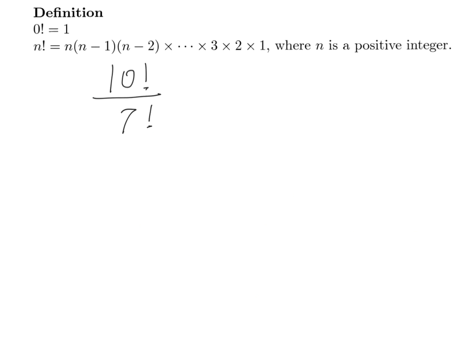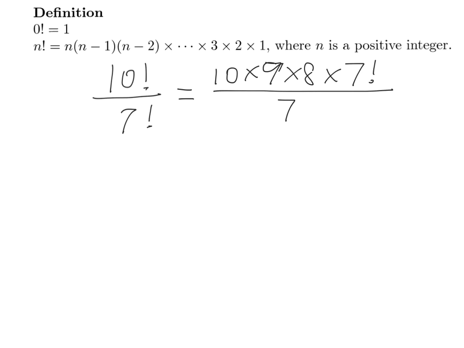Here is an example. 10 factorial divided by 7 factorial: 10 factorial can be written as 10 times 9 times 8 times 7 times 6 times 5 times 4 times 3 times 2 times 1. So just write 7 factorial at the end, divided by 7 factorial. So it is equal to 10 times 9 times 8. That is 720.